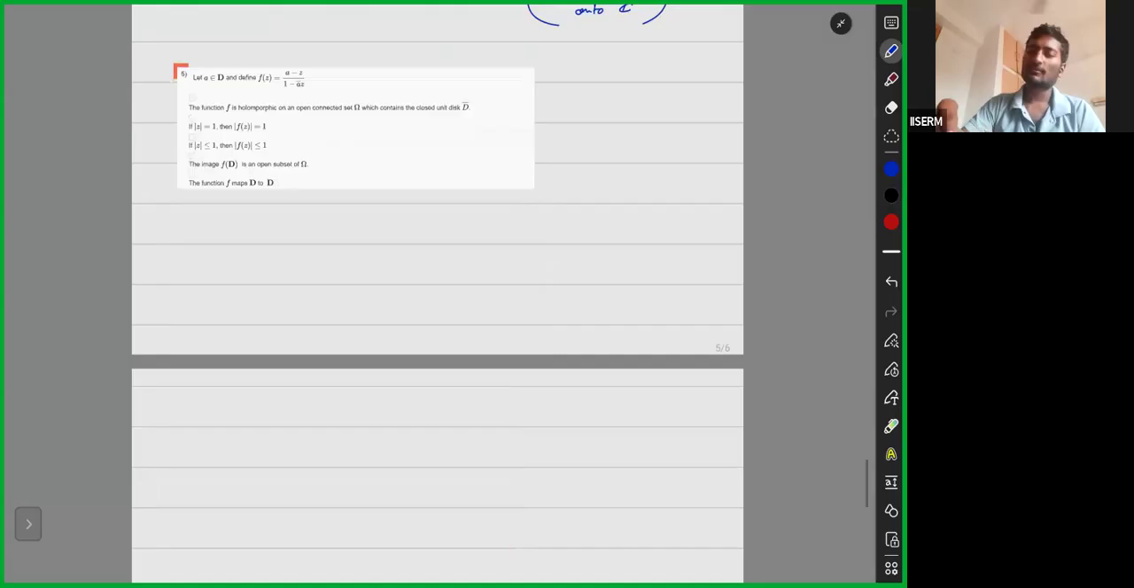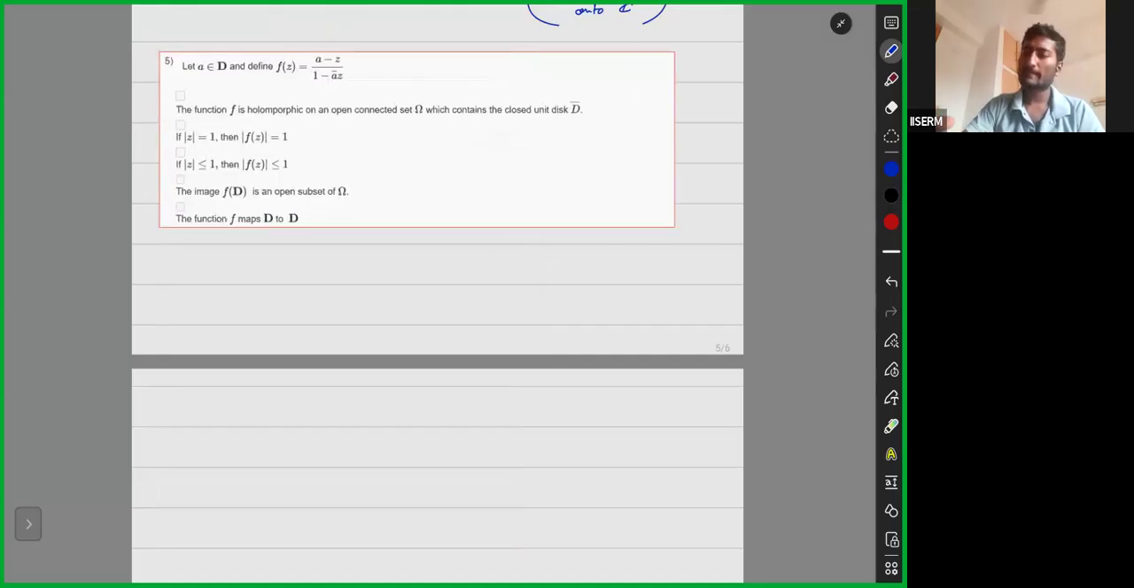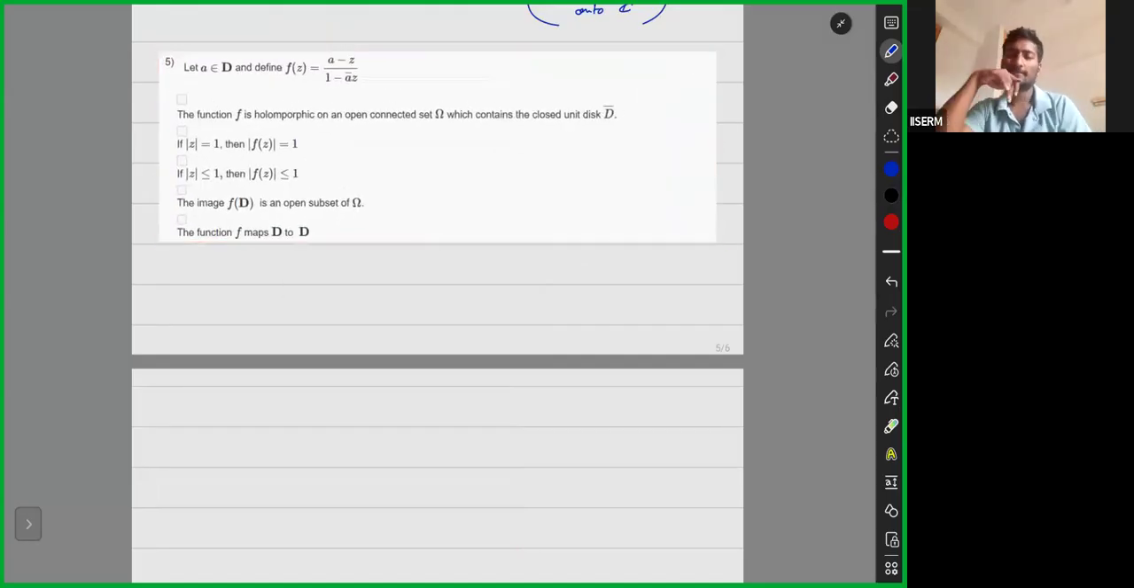Now coming to the fifth question. This question is kind of interesting. Maybe I think this question we have already discussed in some previous assignment problem. This is a function of a special kind, but what was the name of this? I don't remember actually right now.